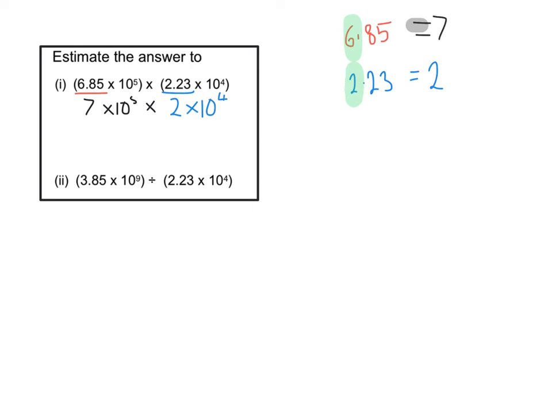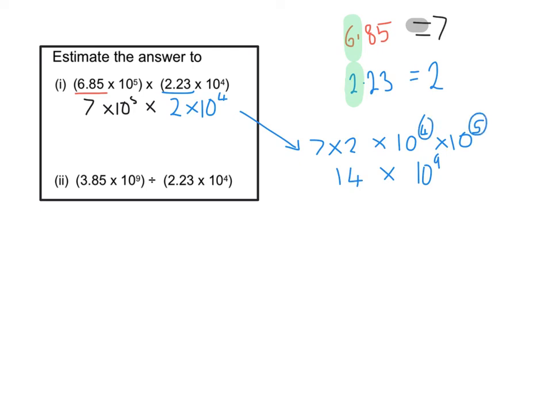And I can now tackle this like I normally would. So if I just bring it over here, I'm going to rearrange it because it's multiplication, which means it's commutative. I can do it in any order. And bring the numbers to the front, 7 times 2. And then I've got 10 to the power of 4 times 10 to the power of 5. 7 times 2 is 14. 10 to the power of 4 times 10 to the power of 5 is 10 to the power of 9, because you add the powers.